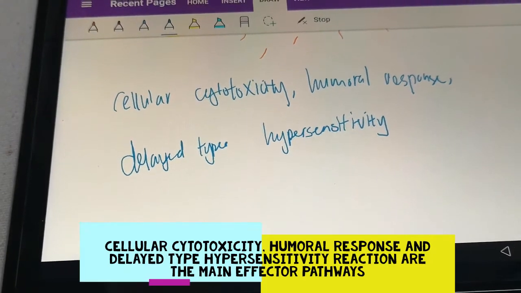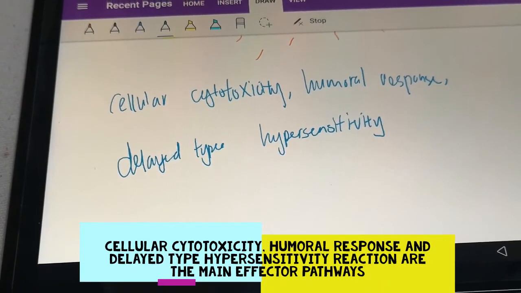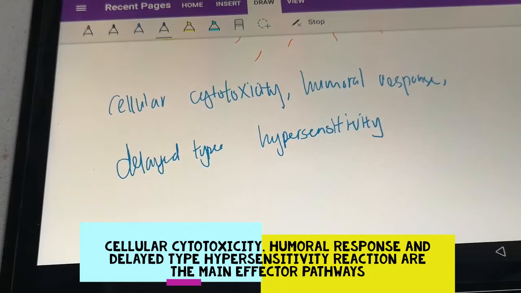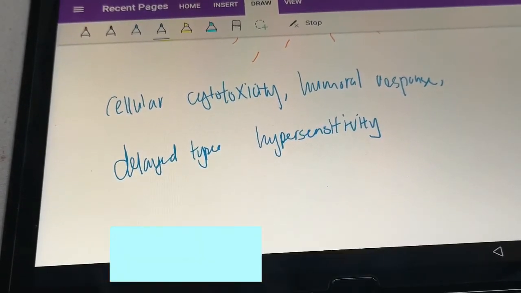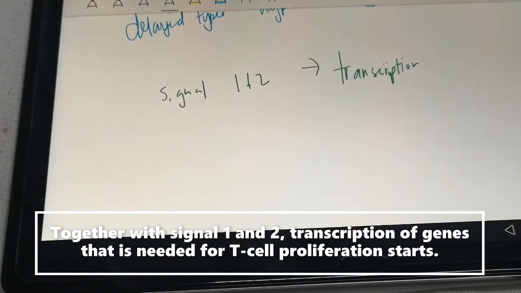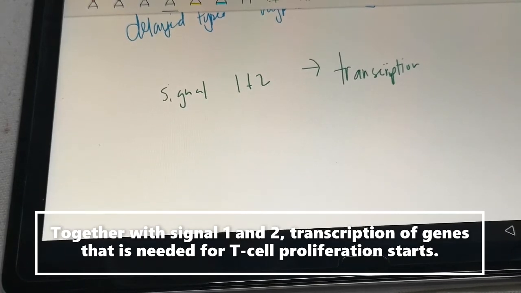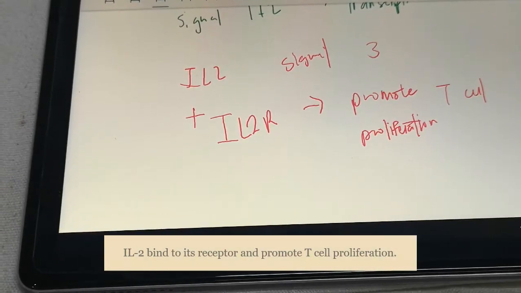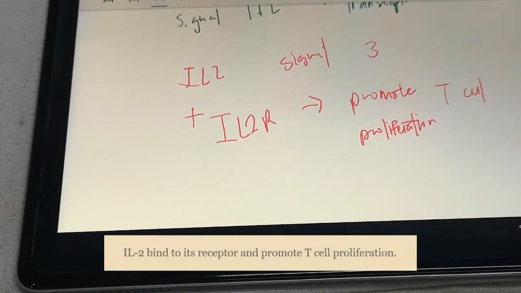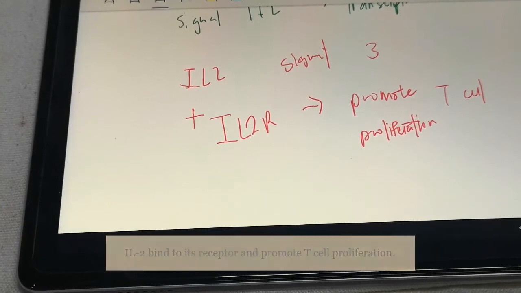Cellular cytotoxicity, humoral response, and delayed-type hypersensitivity reaction are the main effector pathways. Together with signals 1 and 2, transcription of genes needed for T-cell proliferation starts. Production of IL-2 is known as signal 3. IL-2 binds to its receptor and promotes T-cell proliferation.